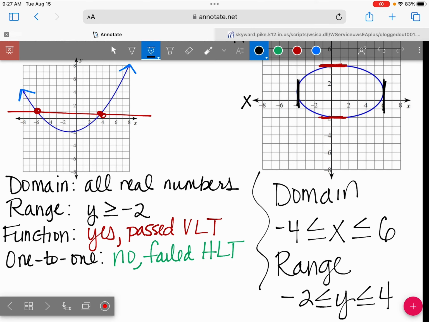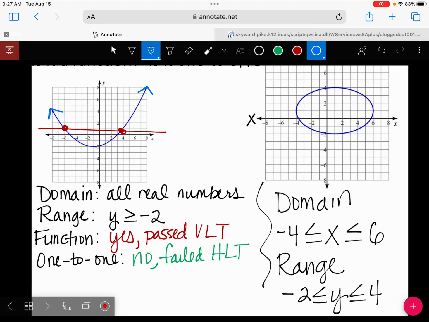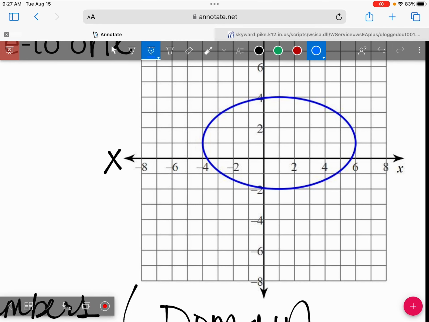This graph is not a function and it's also not one-to-one. It fails the horizontal line test and the vertical line test. So if I draw a vertical line, and I'll zoom back out, do you see how this red line goes through the graph in 2 places? Yeah. So that means it's not a function. It fails the function test.